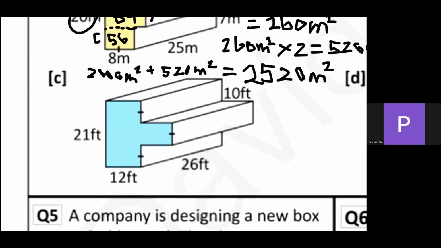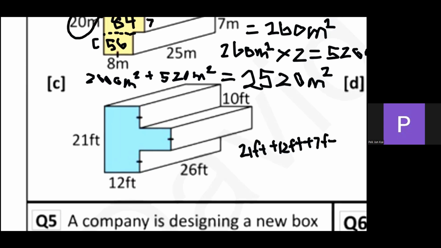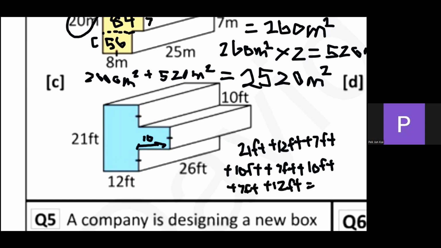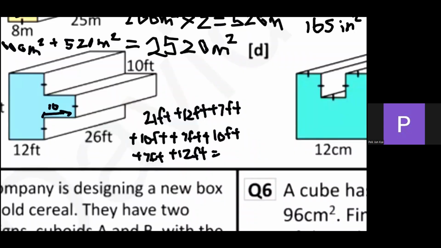So question C, we can find the perimeter again. So 21 feet plus 12 feet plus 7 feet here plus 10 feet here plus 7 feet plus 10 feet plus 7 feet plus 12 feet. So the total perimeter of the cross section would be 86 feet.